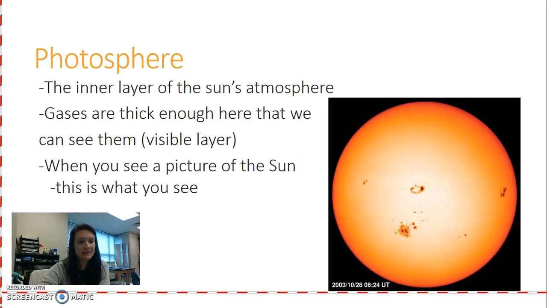The photosphere is next. The photosphere is the inner layer of the sun's atmosphere. So if you could stand on the surface of the sun, the atmosphere that you would be kind of existing in would be the photosphere. And here the gases are thick enough that we can actually see them. So this is the visible layer. Think of photo like a picture. This is the layer that we can actually see. So if you see any pictures of our sun, obviously you don't look directly at it outside, but if you see pictures of it, what you see is the photosphere. Like this picture here on this slide.